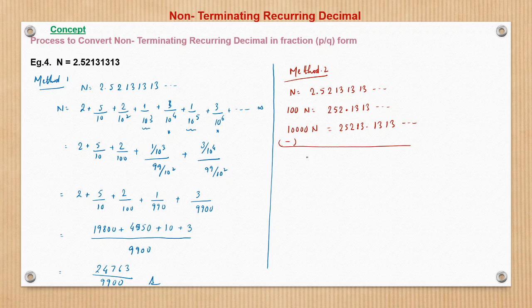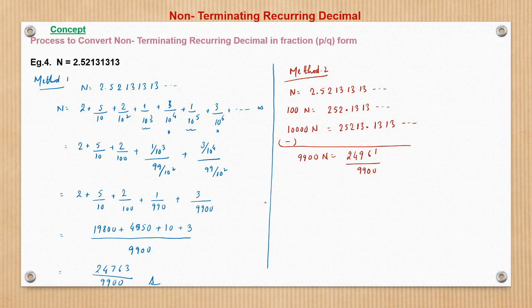So here if we subtract equation 3 from equation 2, it becomes what, 9900n is, now see here, both the numbers have same thing after decimal, 1313 repeating, here also 1313, so it cancels out. So this is basically 3 minus 2 is 1, 11 minus 5 is 6, here it becomes 9, 24961 upon 9900. This is not matching with this, we'll come back, I think there would be some calculation error.